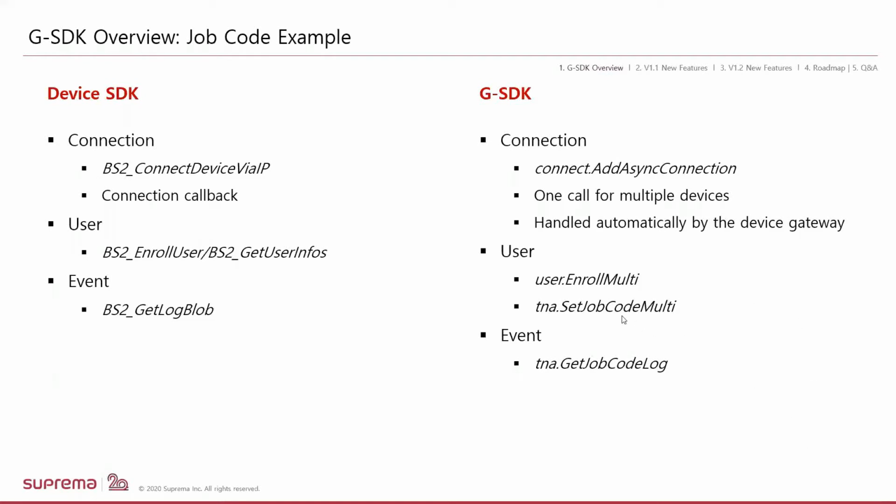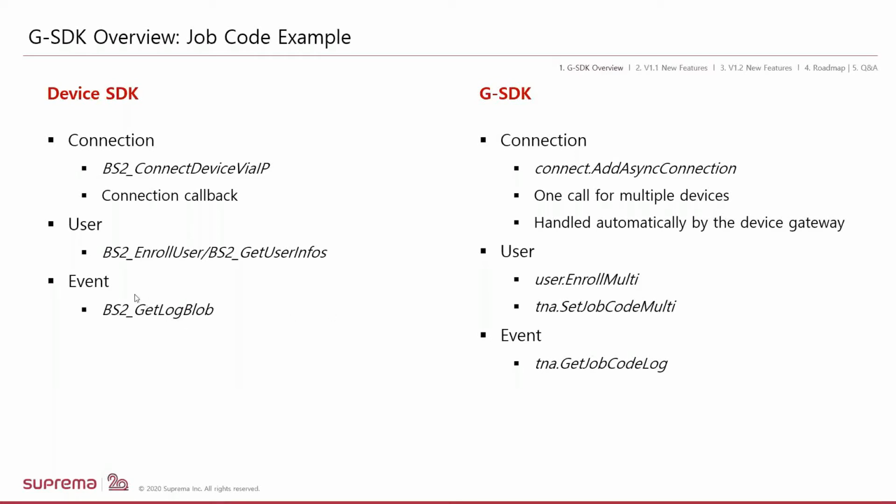Another advantage of GSK is that it has some partial API functions. So to change the job code only, you don't have to call get user. Just set job code will handle all the complex work at the low level. In addition to job code, you can change cards, faces, and fingerprints without getting the user information.